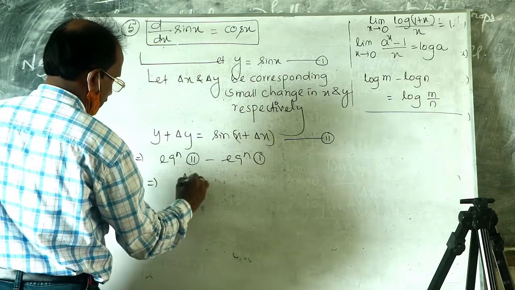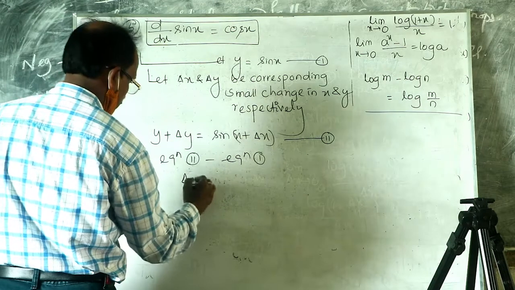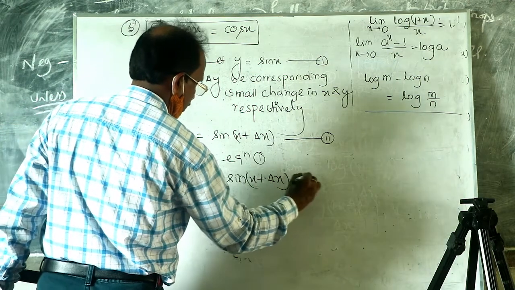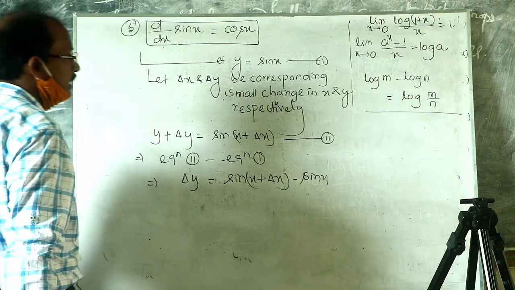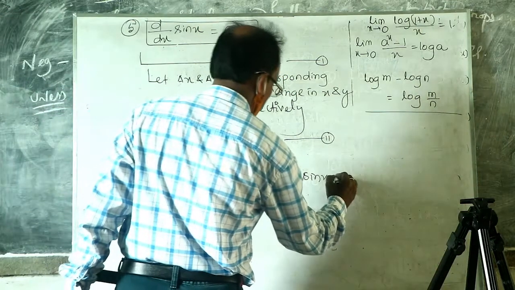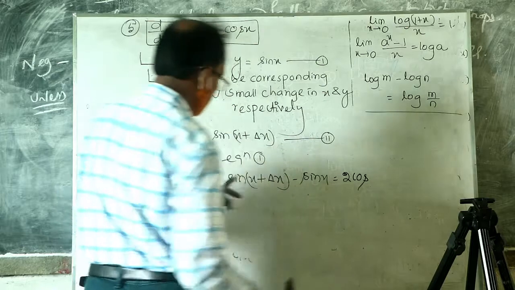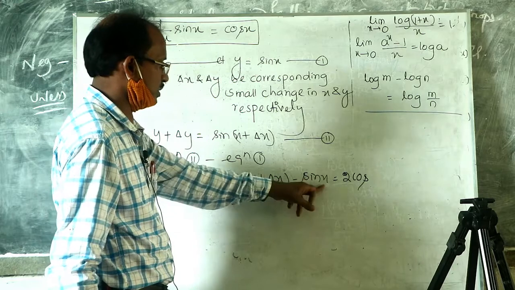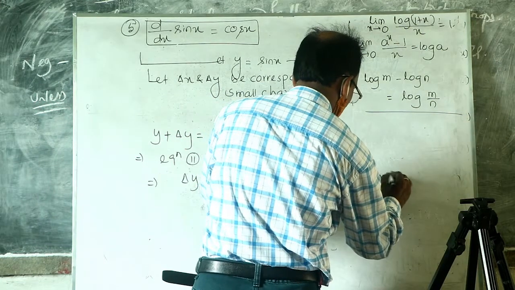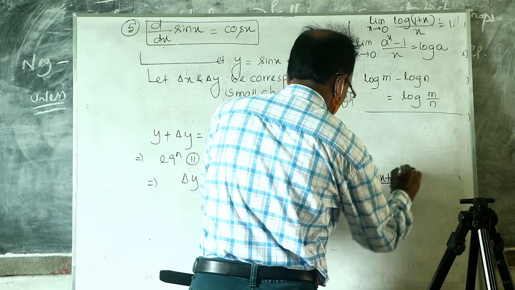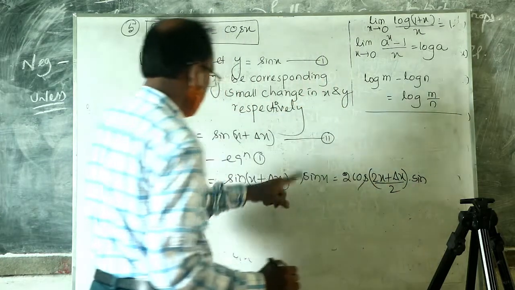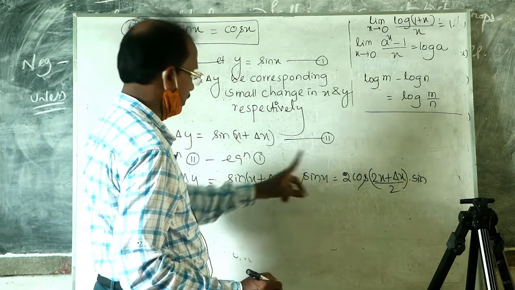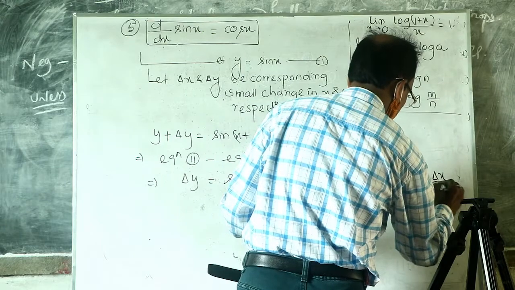Equation 2 minus equation 1 is equal to how much? Delta y is equal to sin x plus delta x minus sin x. Since there is a formula sin c minus sin d equals 2 cos of c plus d by 2, that is x plus delta x plus x by 2, so 2x plus delta x by 2, into sin of c minus d by 2, that is x plus delta x minus x by 2, that is sin delta x by 2.